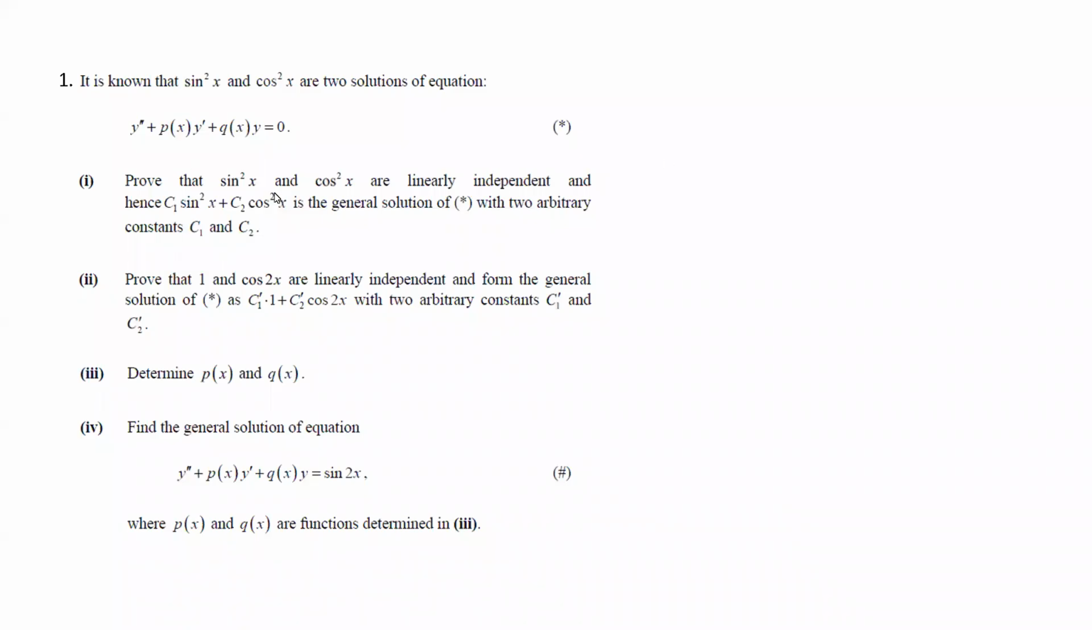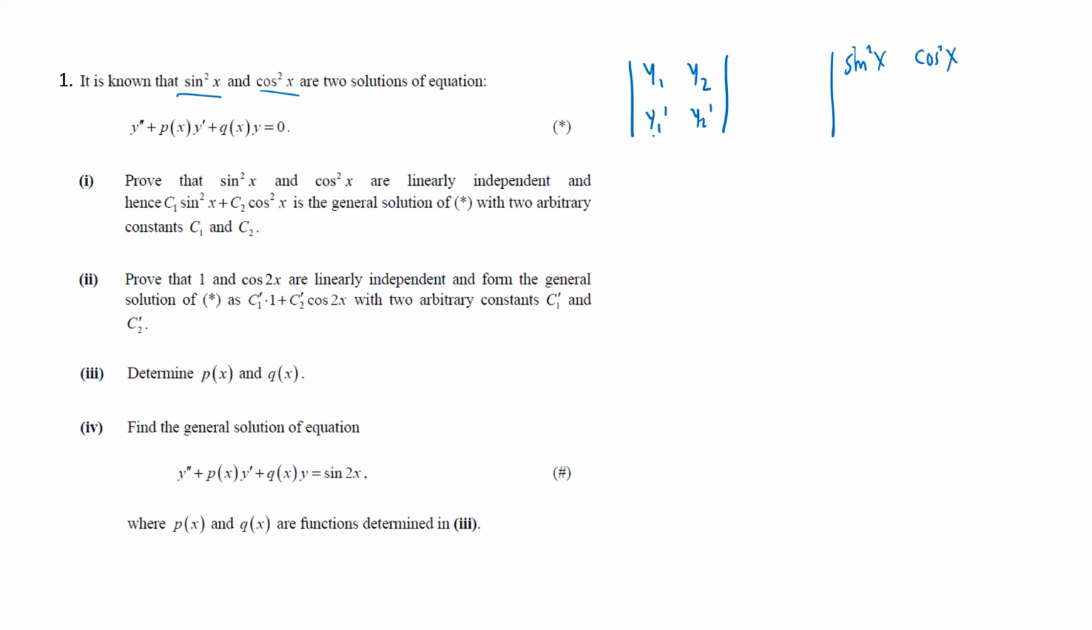Okay, so the first one should be straightforward as long as you still remember the definition of the Wronskian. Right, so the definition of the Wronskian is, what is it? It's y1, y2, y1 prime, y2 prime. Right. So then your y1 is sine square x, your y2 is cosine square x. Right. So then I have this sine square x, cosine square x.